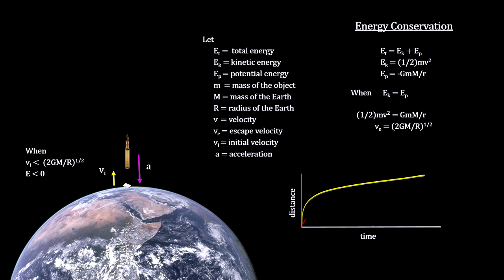In this example, the initial velocity is less than the escape velocity, so the total energy is negative, and the object will fall back to Earth.